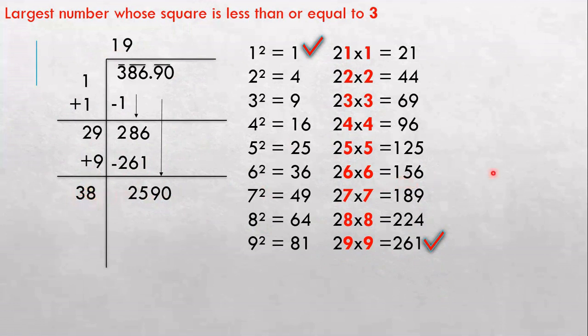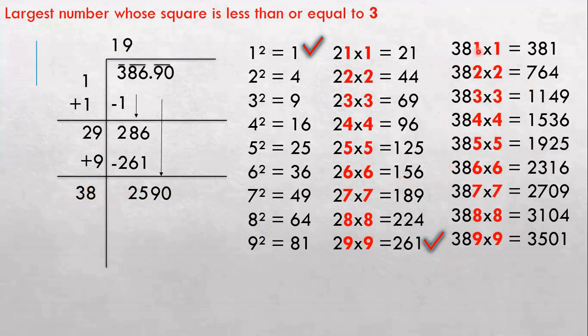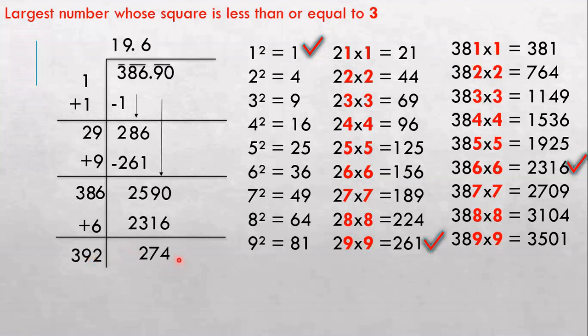So the same thing we are going to do. 38 is going to be constant and what is going to change? 1 into 1, 2 into 2, 3 into 3. So we have 381 into 1, 382 into 2, 383 into 3 and so on. Now we want to subtract from 2590, so we have to take the number which is less than 2590. Over here the number which can be taken is 386 into 6, which is 2316. Since after 86 we had a point, we add a point over here. Then 386 plus 6 gives us 392, and 2590 minus 2316 gives 274.